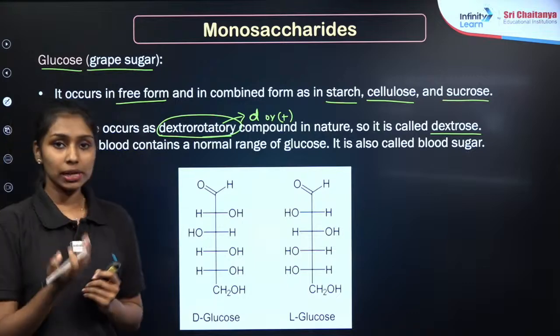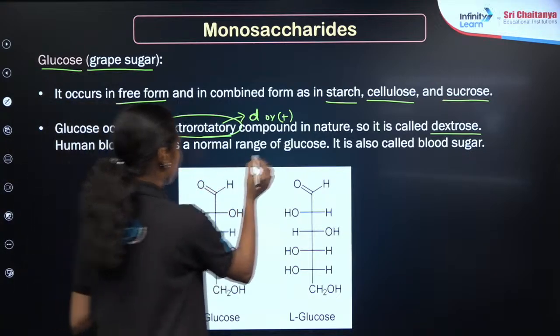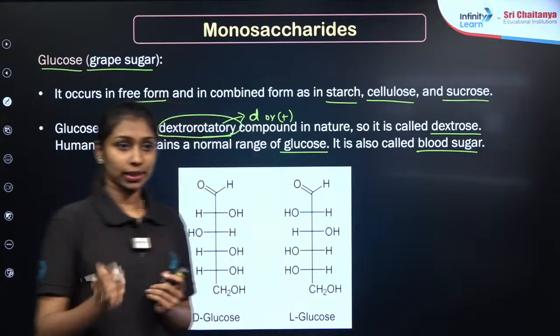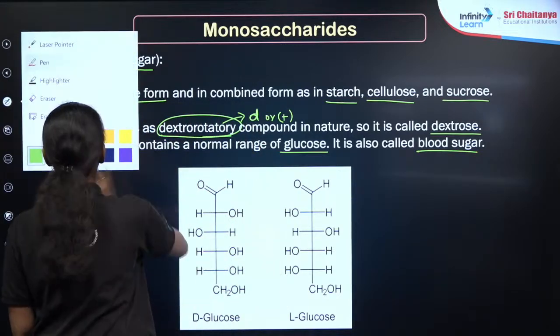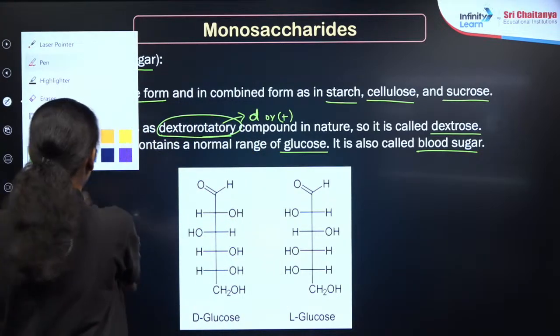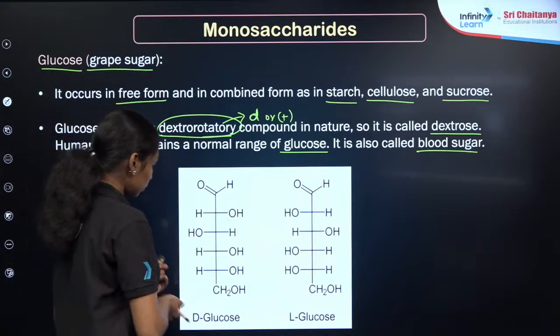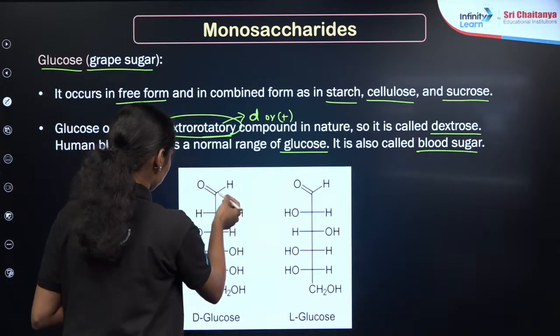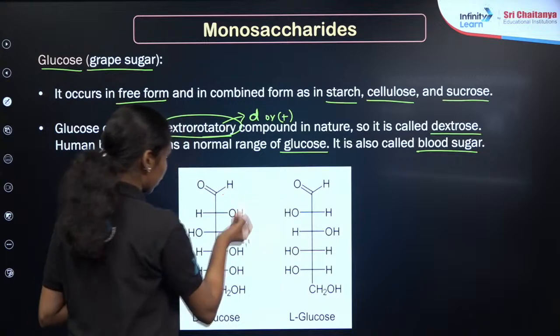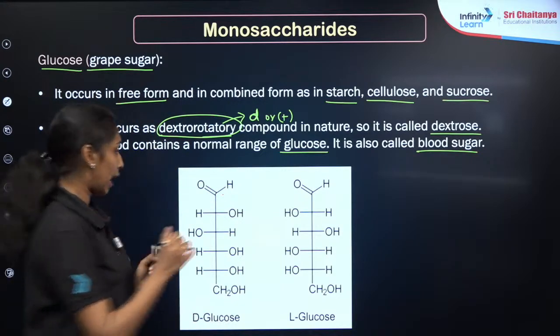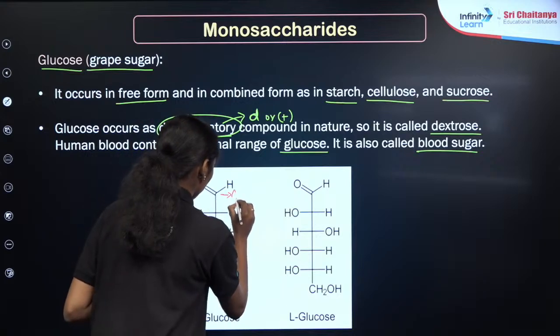Now, human blood also contains some amount of glucose, right? So it is also known as blood sugar. Now you can see the structure of glucose here. This is the aldehyde group, right? So I can call this compound an aldose, because of the presence of the aldehyde group.